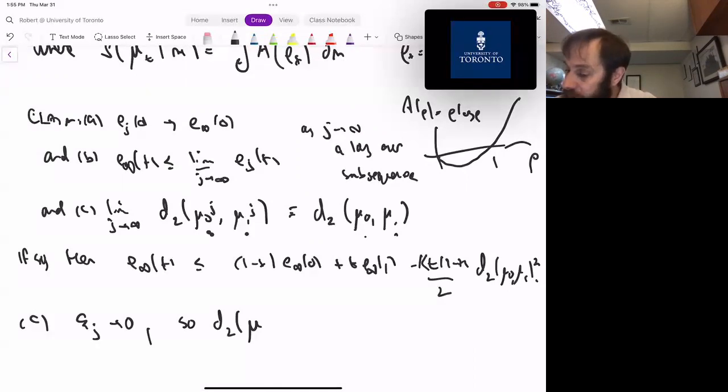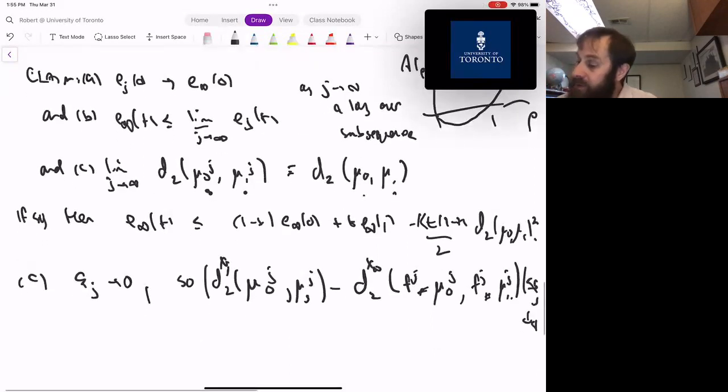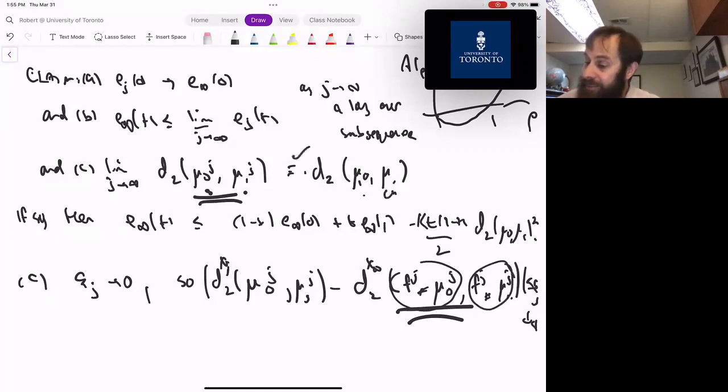The distance between mu naught J and mu one J is getting closer and closer to the distance. Of course, this is in X_J and this is in X infinity, but the distance between these push forwards, that's less than epsilon_J and that's going to zero. So these distances here are getting closer and closer to these distances. This guy here is getting closer and closer to that, and this guy's getting closer and closer to this, and so I have C. So that's part C.